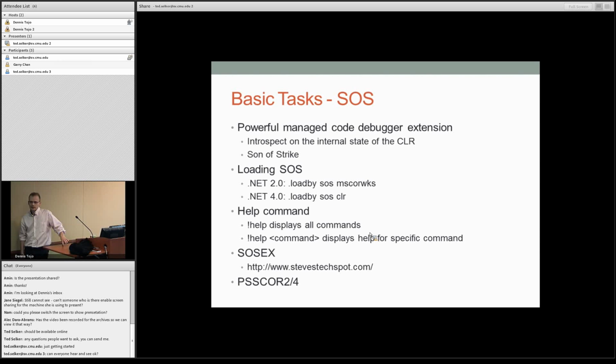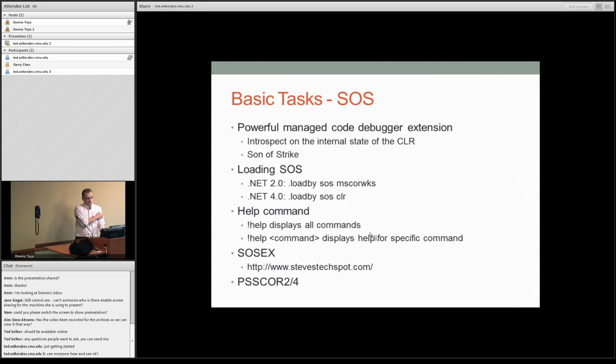That thing allows you to look at the managed code aspects of the process. So things like, tell me everything that's in memory right now. Or tell me what the managed code call stack is. Tell me what the finalization queue looks like, things like that. We always have to use SOS when we do managed code.